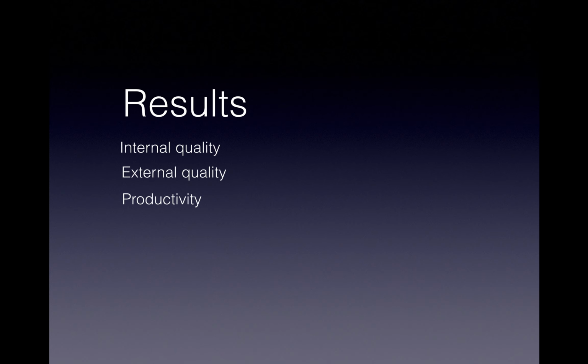As for productivity, the indicator is comparing the time taken to implement a new functionality and the amount of generated code. This time, the result is that TDD decreases the productivity.